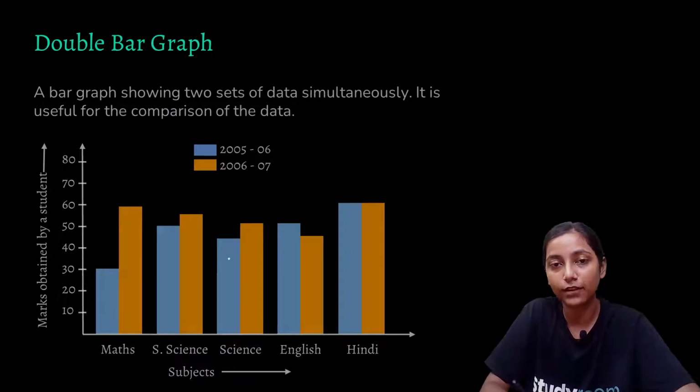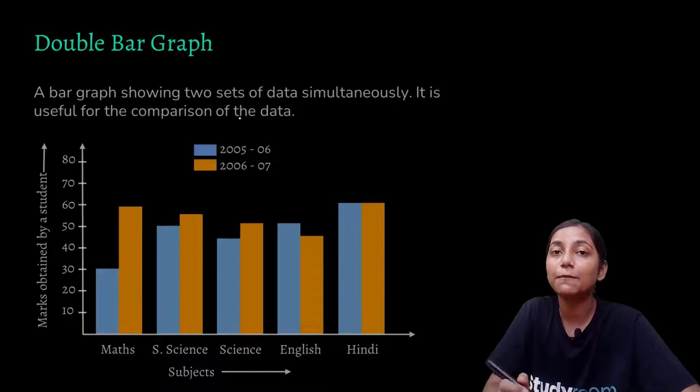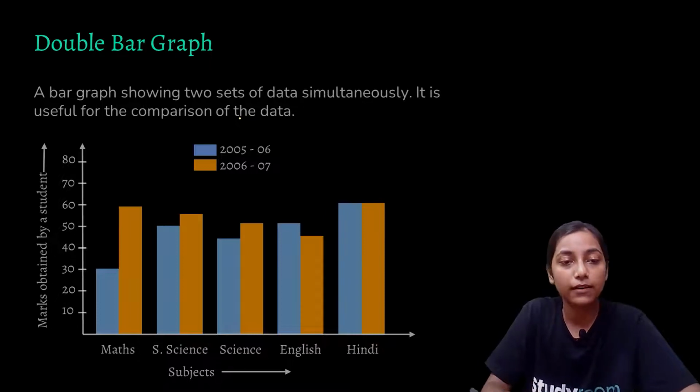You can see from here, blue color represents 2005-2006, while this orange color represents 2006 to 2007. It is useful for the comparison of the data. This double bar graph is more useful when we need to compare the data.